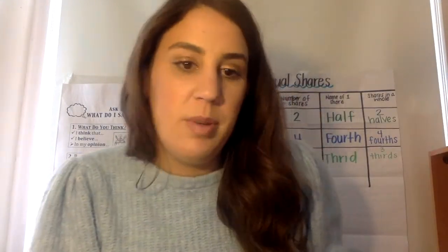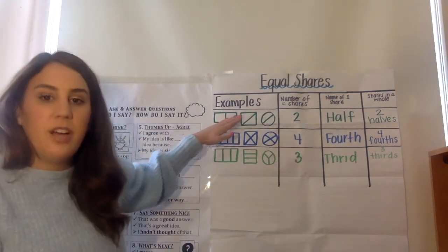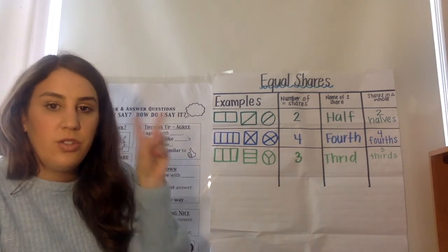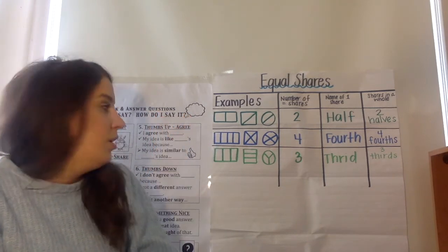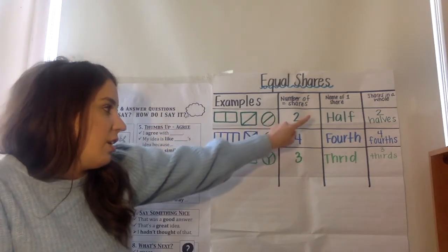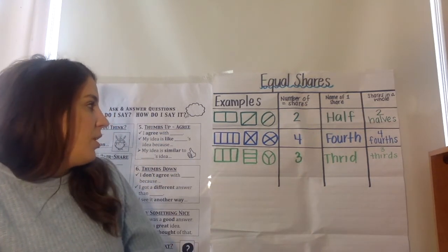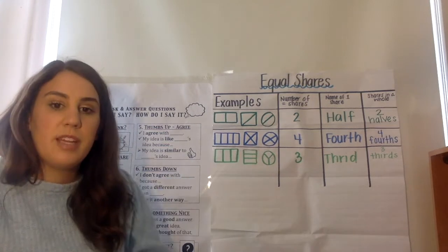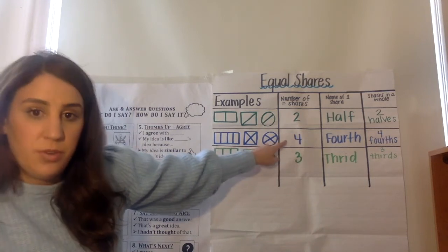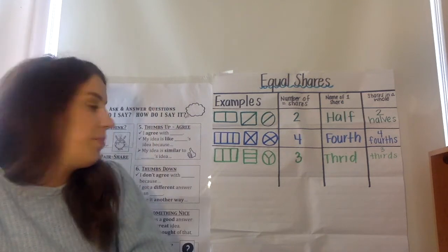All right, I added a little bit more information to our anchor chart that I wanted to show you today. So we started off this part of our unit with halves. And remember that halves are 2 shares that make up a whole. These are all examples of shapes that have been split in half. They have 2 shares, they're called halves, and there are 2 halves in a whole. Then we talked about fourths. These are all examples of shapes that have been split up into fourths. The number of shares when something is split into fourths is 4. They are called fourths, and there are 4 fourths in a whole.